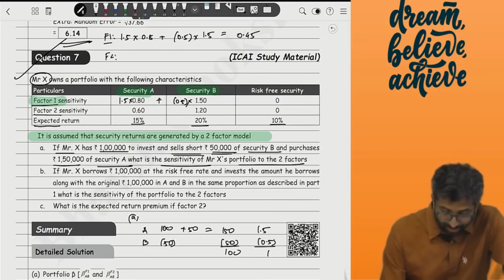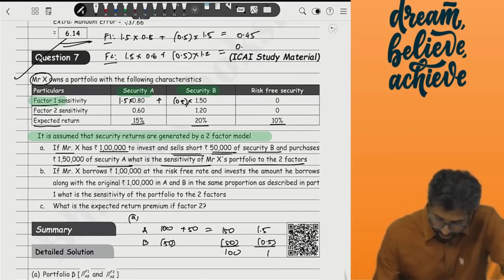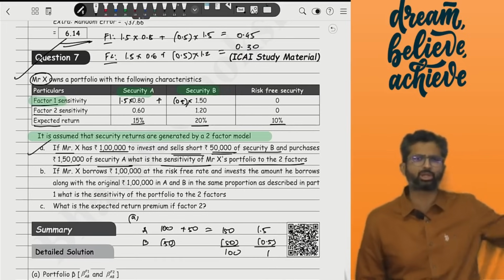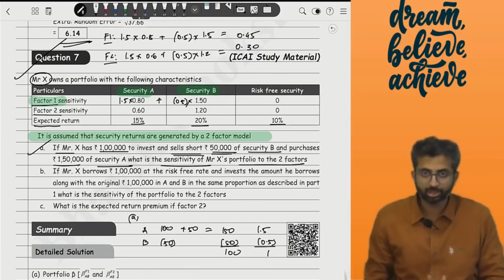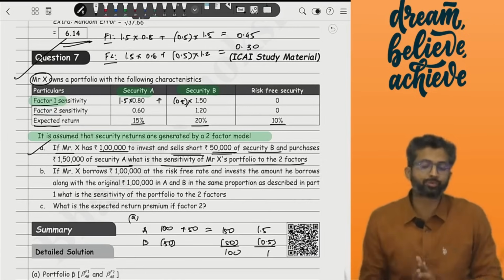As many factors, that many sensitivities. For factor 2, again 1.5 into 0.6 plus a negative 0.5 into, let us say, 1.2. If you do this working, you will probably get around 0.3. So the question wants you to find the sensitivity, that is the portfolio beta. Sir, the last question was also asking this, but the last question had a single factor. This has multiple factors. So for two factors, there will be two portfolio betas.